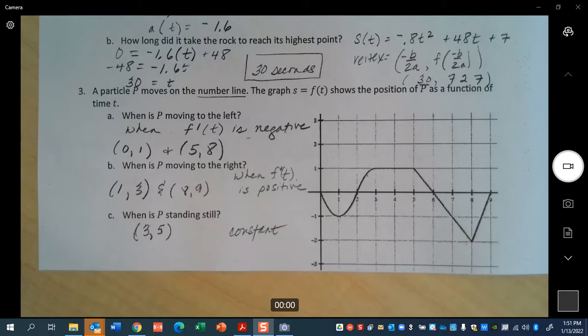So it's moving to the left when my derivative is negative. It's moving to the right when my derivative is positive, and it's standing still when the slope of the tangent line is 0. Everybody okay with that?